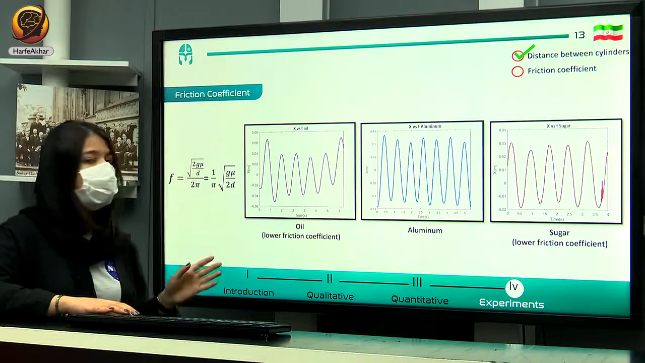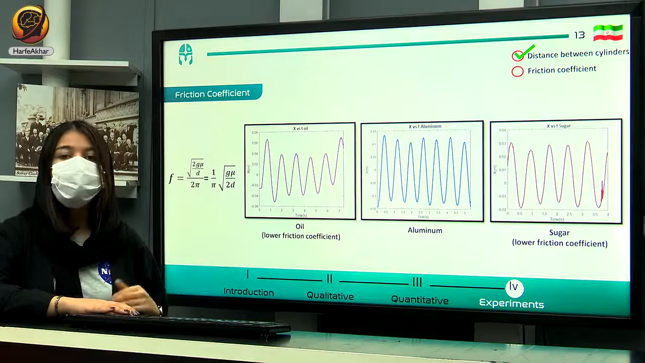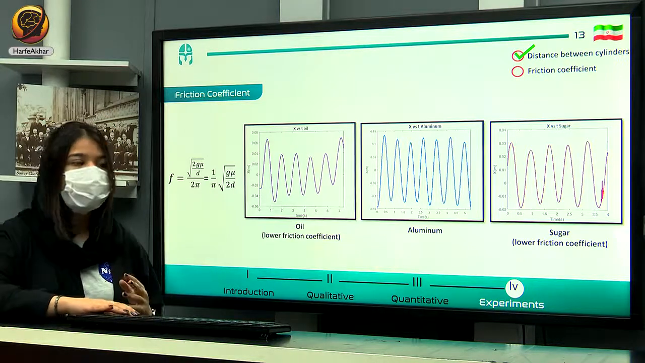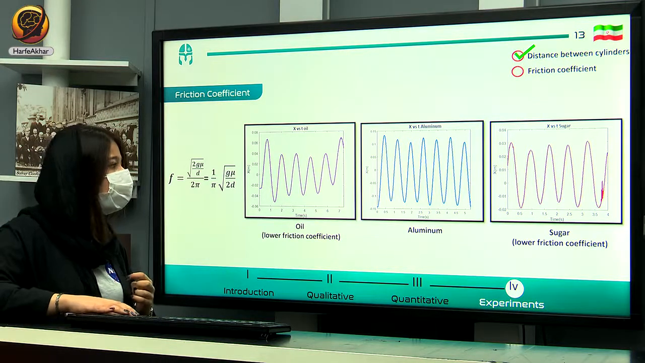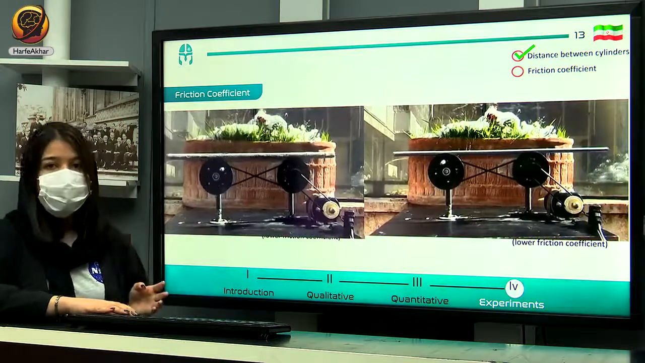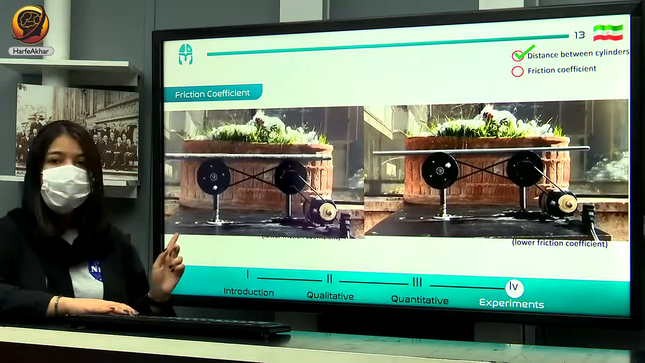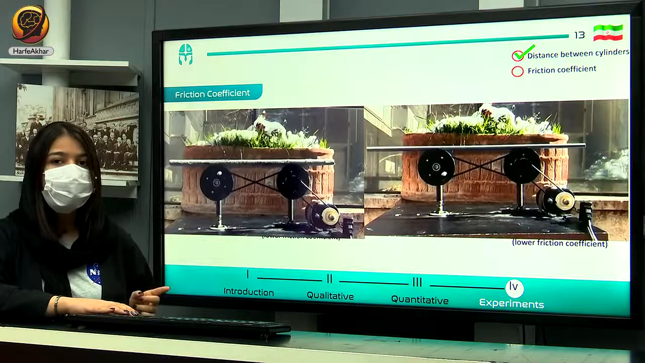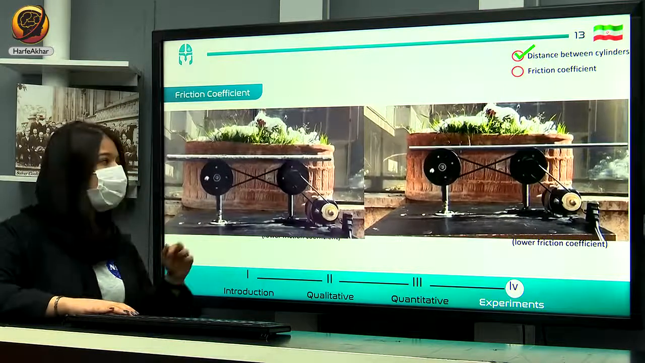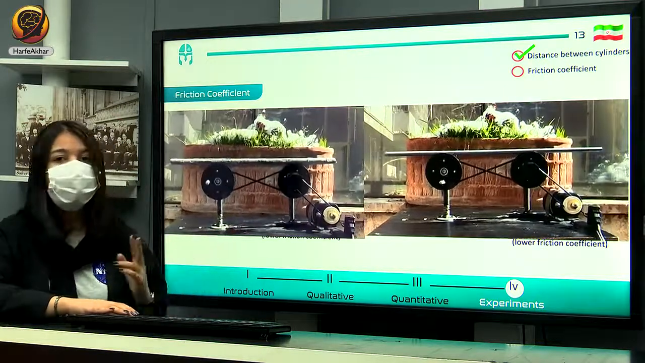I put some oil and sugar on the aluminium rod in order to change its friction coefficient. And here we have the chart of them. According to these two videos, the aluminium rod with sugar on it, which has a really high friction coefficient, oscillates much faster than the aluminium rod with oil on it.